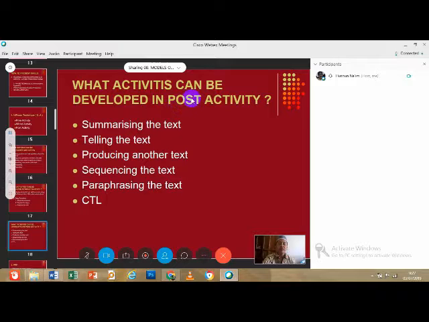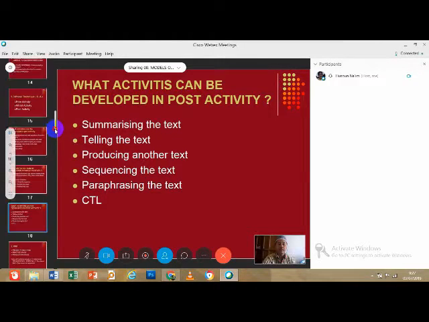And then what activities can be developed in post-activity? First, summarizing the text, telling the text, producing another text, sequencing the text, paraphrasing the text, and contextual teaching and learning.